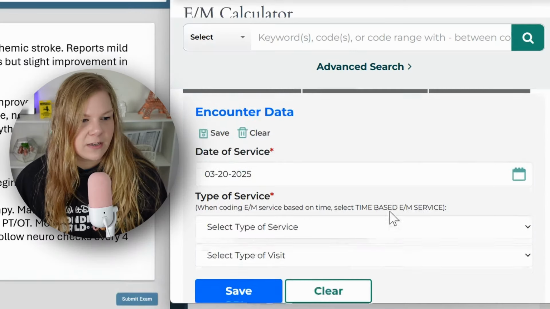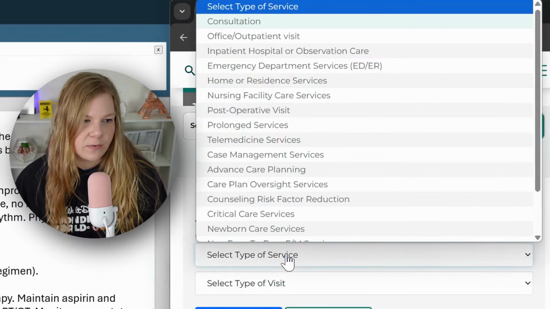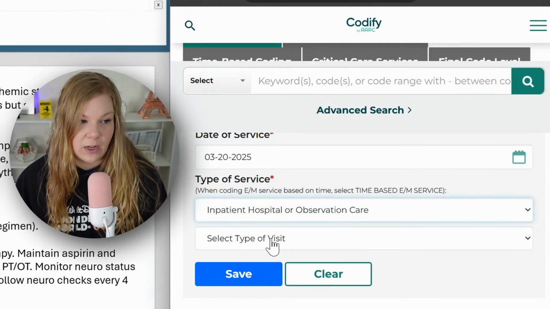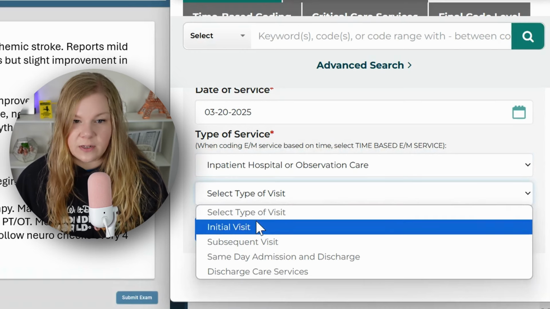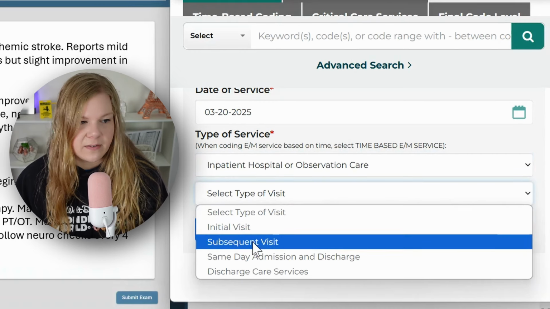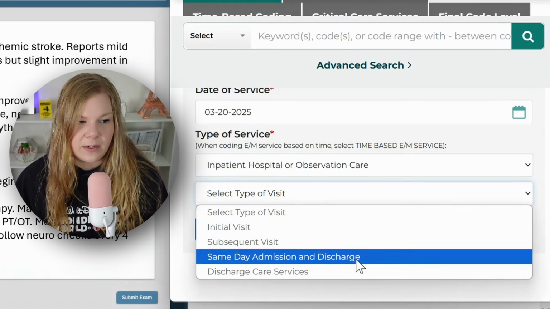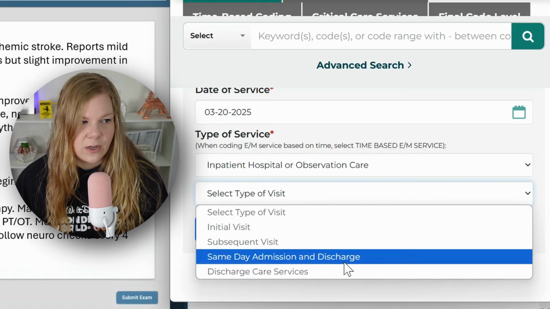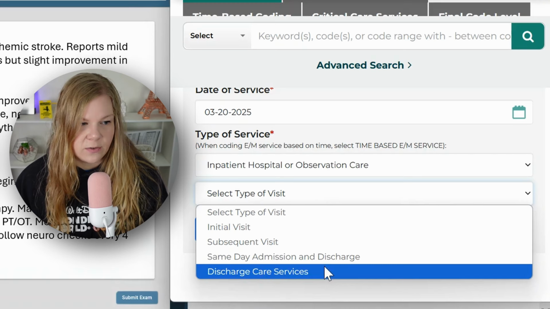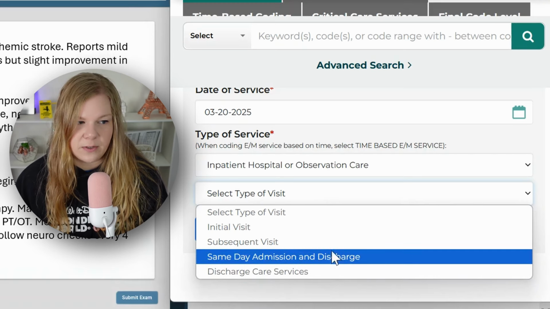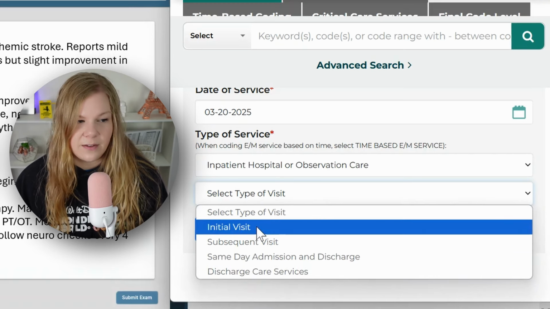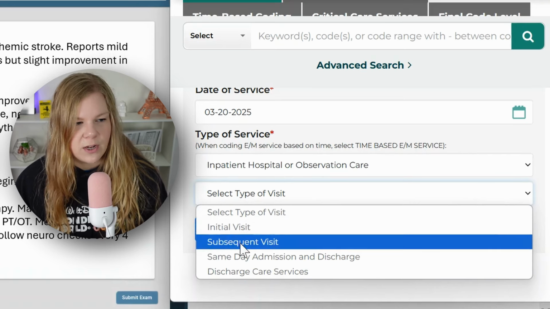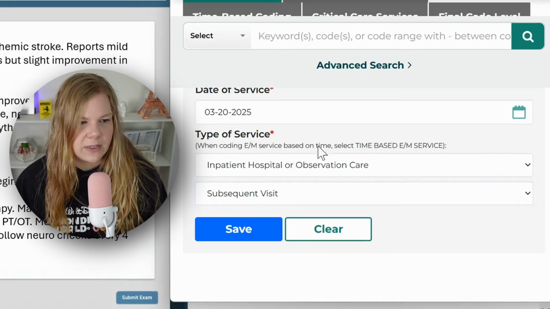So we're going to hit our date of service, and then we're going to hit our type of service. So in this one, it is an inpatient hospital or observation care. And we need to know, is it the initial, so the admit? Is it subsequent? Are they being admitted and discharged on the same day, or is it a discharge care service? So they're not being discharged today. So it's not the discharge, it's not the same day admit discharge, it's not the first day, the time that we're being admitted or being seen the first time from this physician. This is a subsequent visit. So we're going to save that.